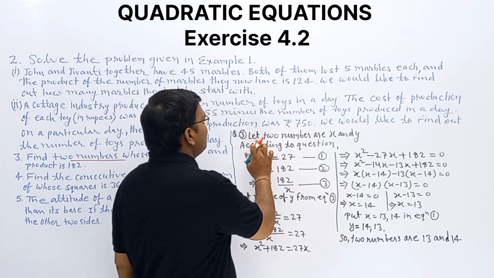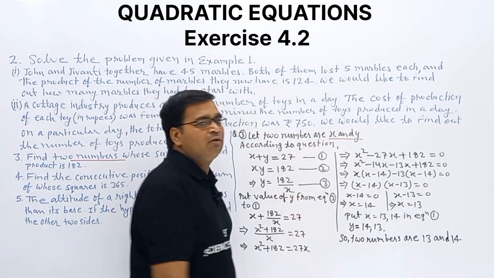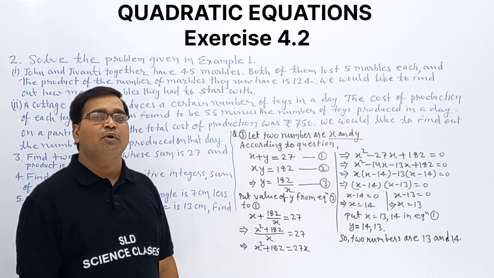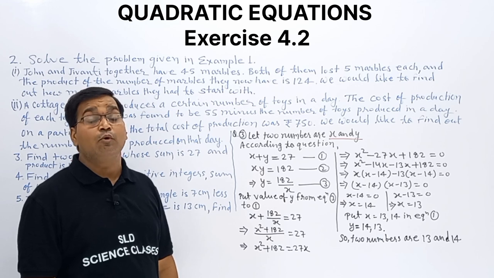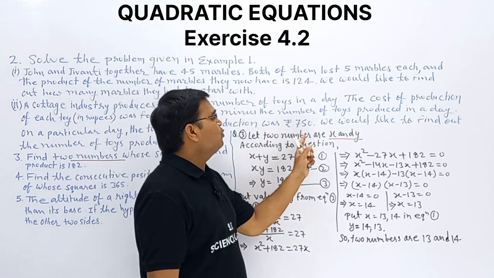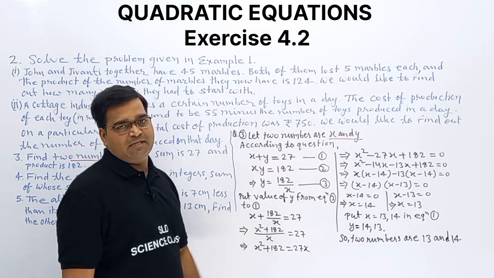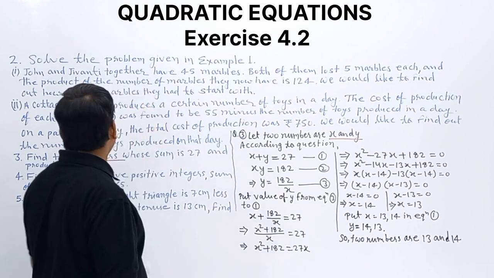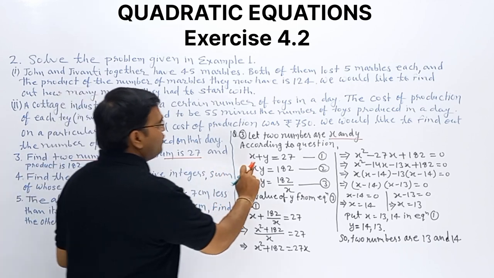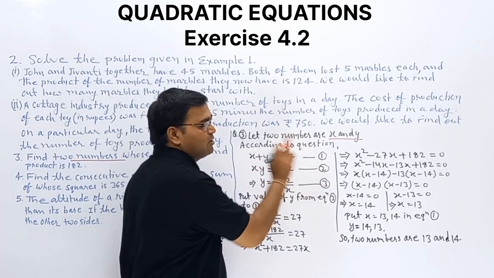Let the two numbers be x and y. We are assuming two numbers x and y because the sum and product of both numbers are given, but we don't know what the two numbers are. According to the question, the sum is 27. So x plus y will be 27. We are getting one equation.